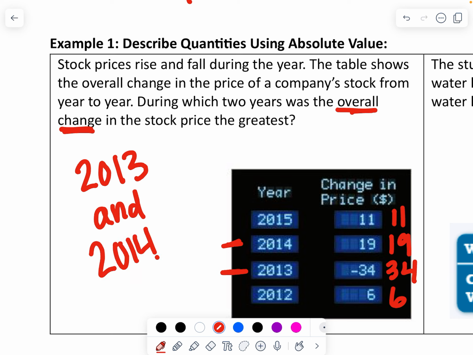So even though in 2013 the change was a negative, it's just asking which one had the overall change that was the greatest. And that would be because it went down 34, and in 2014 it went up 19. Those are the 2 greatest changes, no matter if they're negative or positive, because we find the absolute value of them.